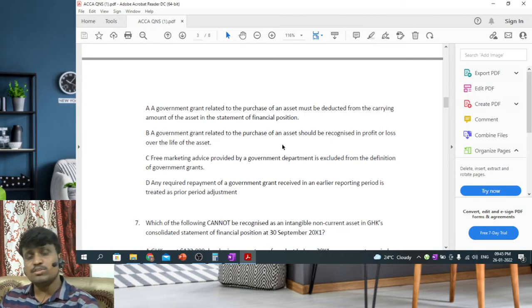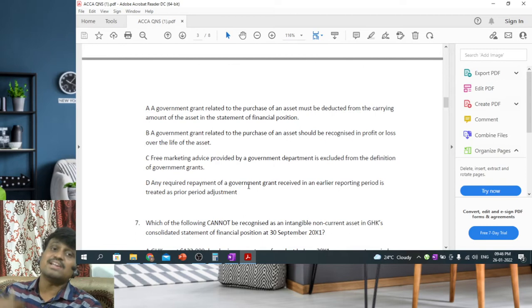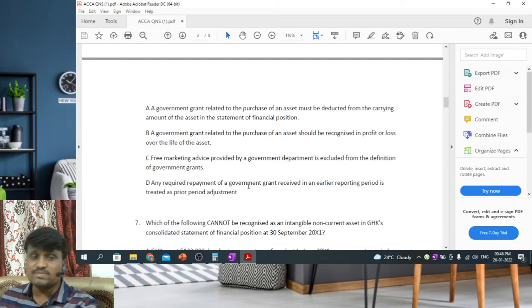A government grant relating to the purchase of an asset should be recognized in profit and loss over the life of the asset. That belongs to deferred income. So B is right. And free marketing advice provided by a government department is excluded from the definition of government grant, because here we consider only monetary grants. Non-monetary grants are not covered. So this is correct. Any required repayment of a government grant received in an earlier reporting period is treated as a prior period item. It is not a prior period item; it is an extraordinary item, and we have to specify it separately. So the answer is B and C.